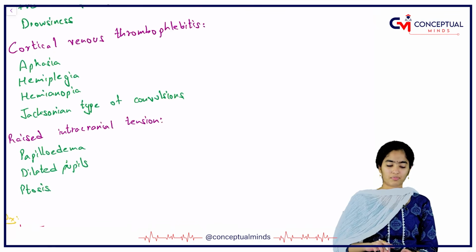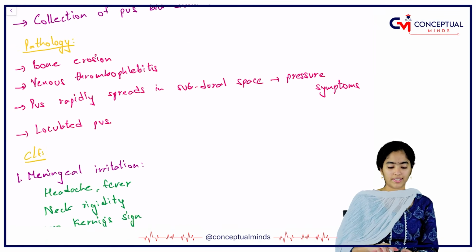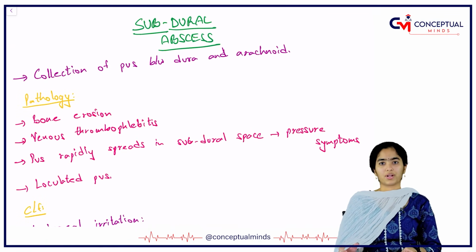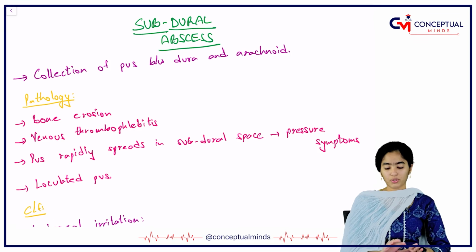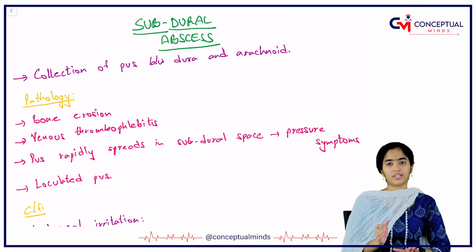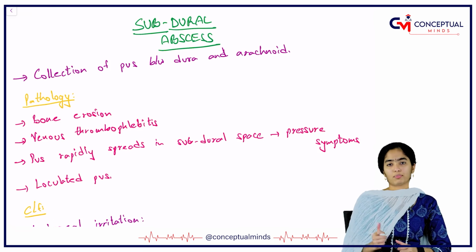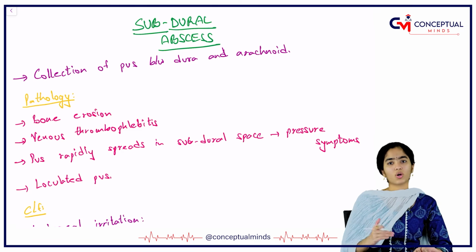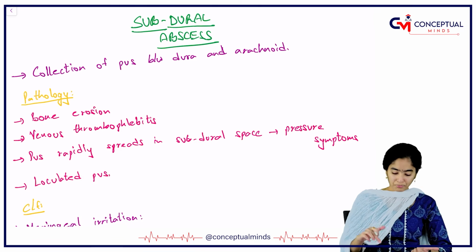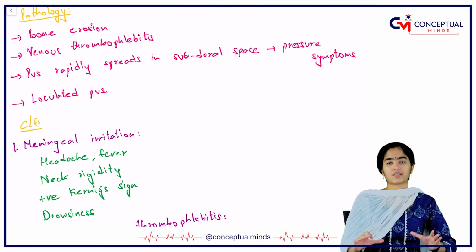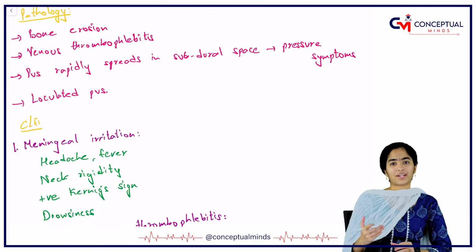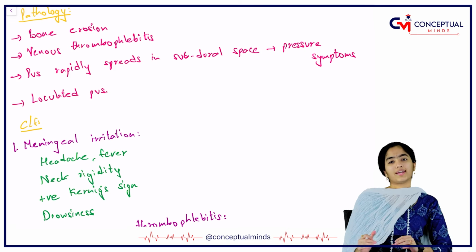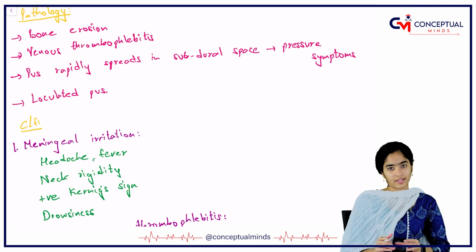So this is about subdural abscess. This is also a very easy topic, just like your extradural abscess. I'll quickly summarize it for you. There is collection of pus between the dura mater and the arachnoid mater. And pathology is by bone erosion or by venous thrombophlebitis. If it is by venous thrombophlebitis, the overlying bone is intact. And the pus rapidly spreads in the subdural space and it causes pressure symptoms. And then it can also get loculated in various areas and lead to multiple subdural abscesses.